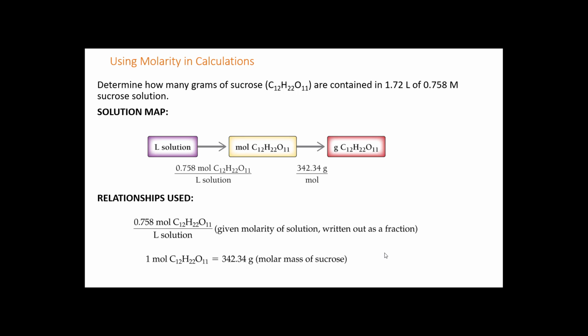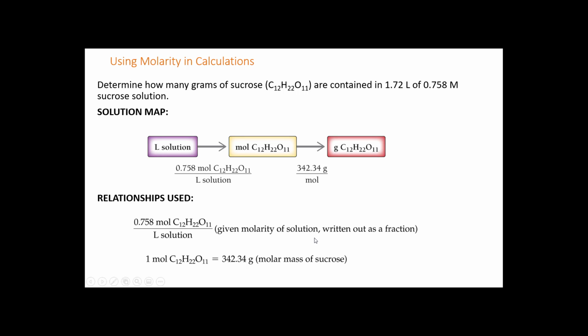Determine how many grams of sucrose are contained in 1.72 liters of 0.758 molar sucrose solution. There's a lot of information here, and we can use molarity as a conversion as well. It's asking for grams, which is not anywhere in the molarity formula, but it does have moles. And once we get to moles, we can always get to grams. So what do we need to do here? We're given a volume to start with, so we start with the volume, and then we use the molarity as a conversion. The liters of solution here and the liters of solution here will cancel out. That will give us our moles. From there, we can use molar mass, and that will determine how many grams we need.